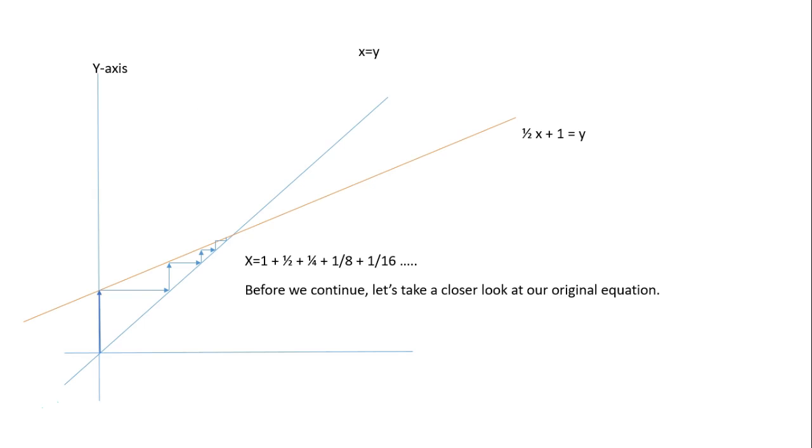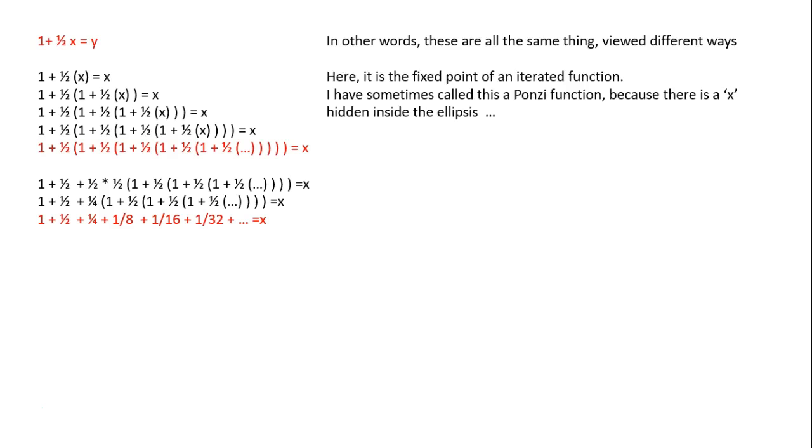And if I go back to what I had just done, if I had plugged 0 into 1 plus 1/2 x equals x, I could have iteratively gotten the solution. This is what this is, plugging it in over and over. But the main point I wanted to make was that these equations in red are all the same thing.